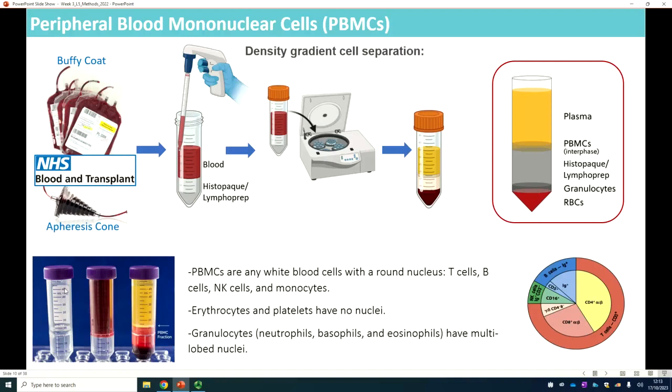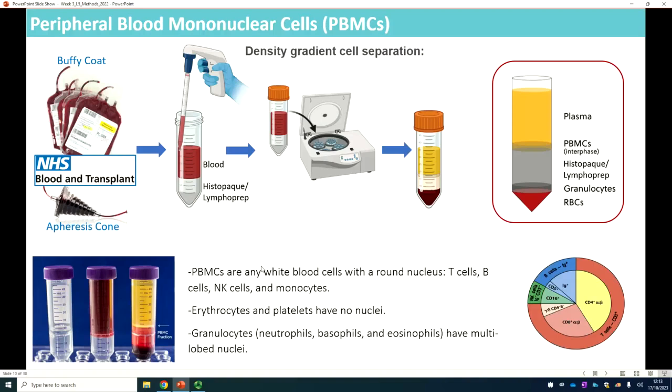If you actually look at a photo of that, this is a tube with just your Histopaque or Lymphoprep added at the bottom. The blood has then been carefully layered over the top, and this is after spinning. So this is your PBMC layer right there, that white fluffy layer. What you can do is go in with a pipette and carefully remove that PBMC layer, and then you can transfer it to a flask and culture or expand it. We'll talk a little bit more about that in the next slide.